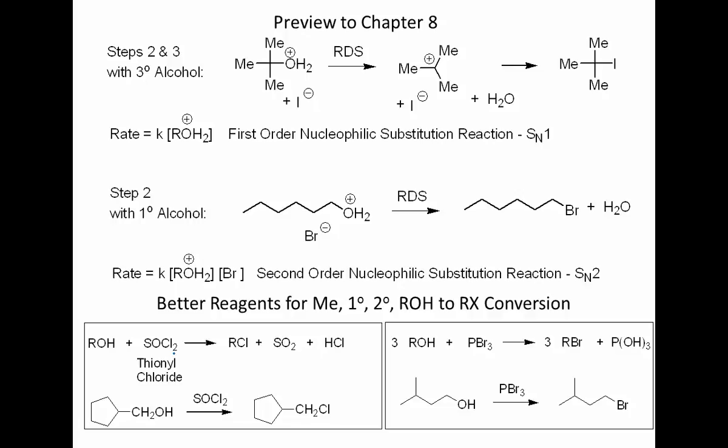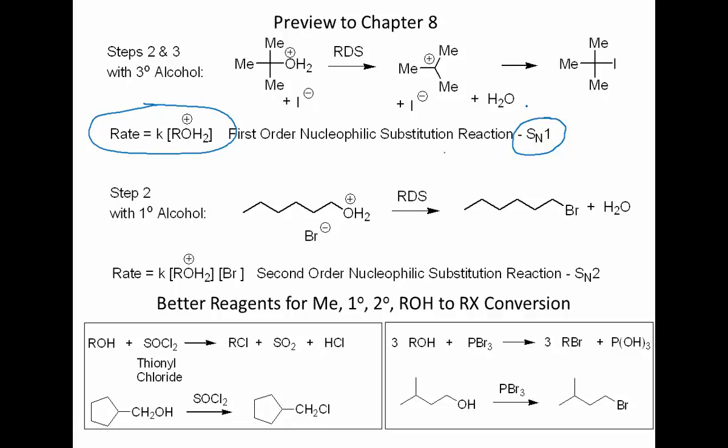Okay, so if we look at steps 2 and 3 with a tertiary alcohol, we have our rate determining step 1 and our product forms in the last step. Our rate here, because there's no iodide ion in the first step, is just this rate expression right here. And we call this a first order nucleophilic substitution reaction. We're going to use the moniker SN1 to describe that.